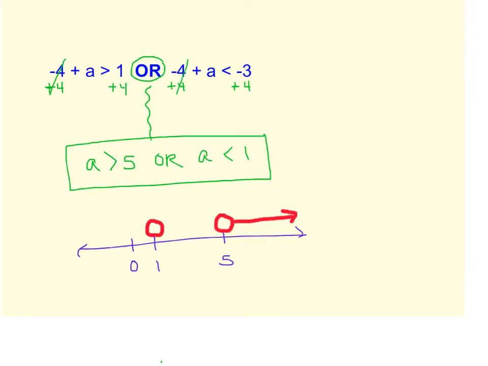And a is less than 1, so I'm going to shade to the left. So this is what a compound inequality looks like on a number line. I've got my a is greater than 5, that's this piece right here. So a could be any of these numbers out here, or a could be any of these numbers that are less than 1 out there. I know for sure a is not going to be equal to anything between the 1 and the 5.